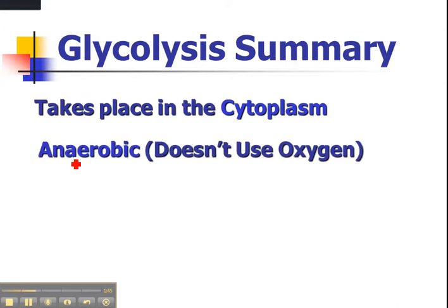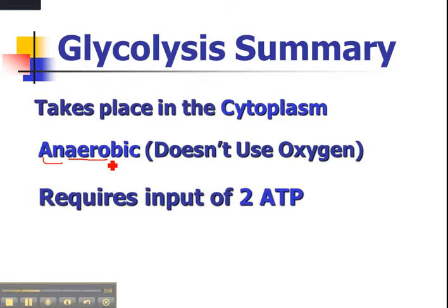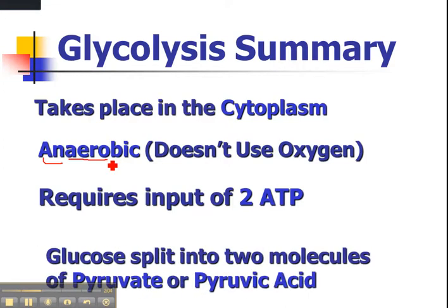Anaerobic. So what that means is it doesn't need oxygen. Aero means air or oxygen, an means not. It doesn't use oxygen at all. It requires an input of 2 ATP. So in order to gain some ATP, we need to put some in. What's happening is glucose is split.